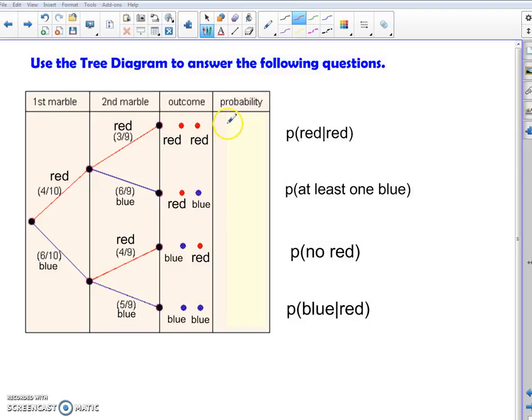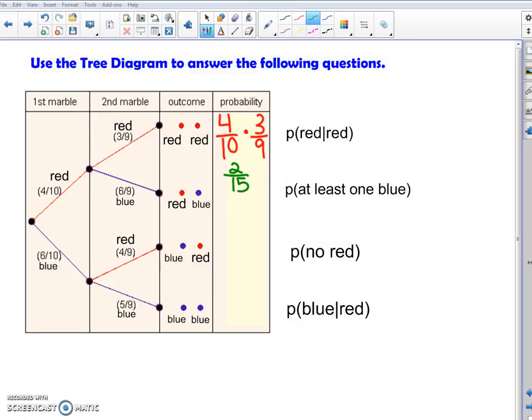So first off, we pick a red marble first, that's 4 out of 10. And the probability of picking a second red marble in a row is 3 out of 9. So you're going to multiply those two together, which gives you 12 over 90, and that reduces to 2 over 15. Okay, so there's our answer in green. You can take a look at that.